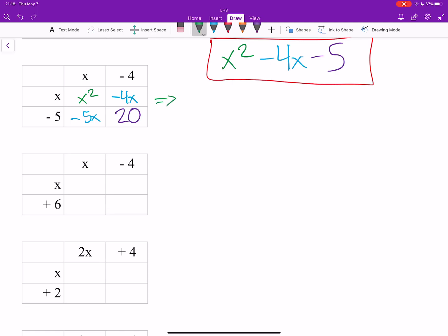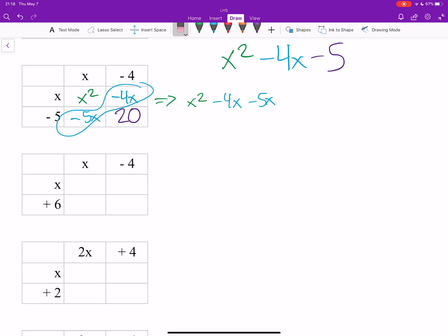Again, I'm going to take those and just write them out here. I have x squared minus 4x minus 5x. And I should point out that it doesn't matter the order in which you write your like terms. I could have very well switched those and written negative 5x first and negative 4x second. But that's just kind of the order I like to follow as I run along the box. And plus a positive 20 at the very end.